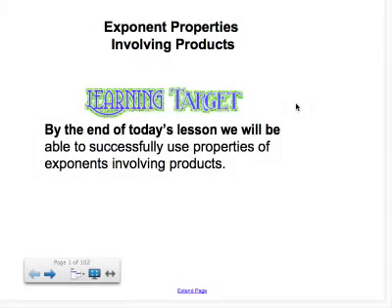In Chapter 8, we're going to look at exponents, and eventually we'll get into some functions that involve exponents. But in the first few sections, we're just becoming familiar with properties of exponents and how to simplify expressions using these properties. So Section 8.1 looks at exponent properties involving products.